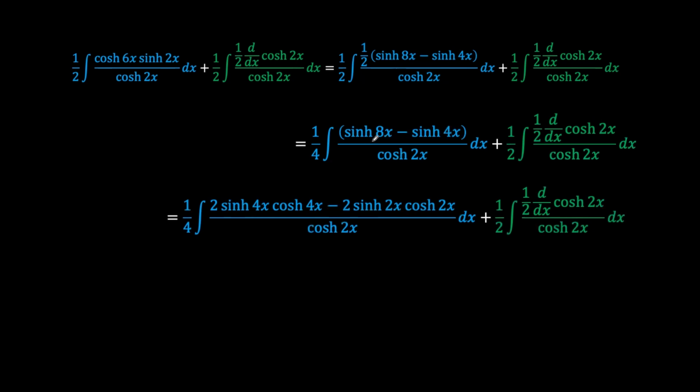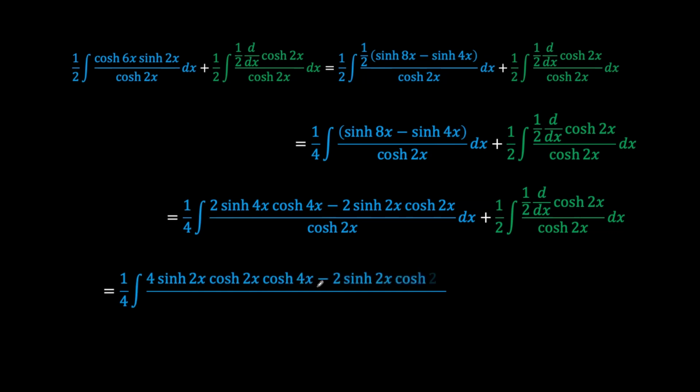Now, I won't go into the details, but sinh 8x is the same as twice sinh 4x cosh 4x, and sinh 4x is the same as 2 sinh 2x cosh 2x. And now the sinh 4x can be further expanded as shown here, which now means that the expression here is the same as 4 sinh 2x cosh 2x cosh 4x minus 2 sinh 2x cosh 2x.